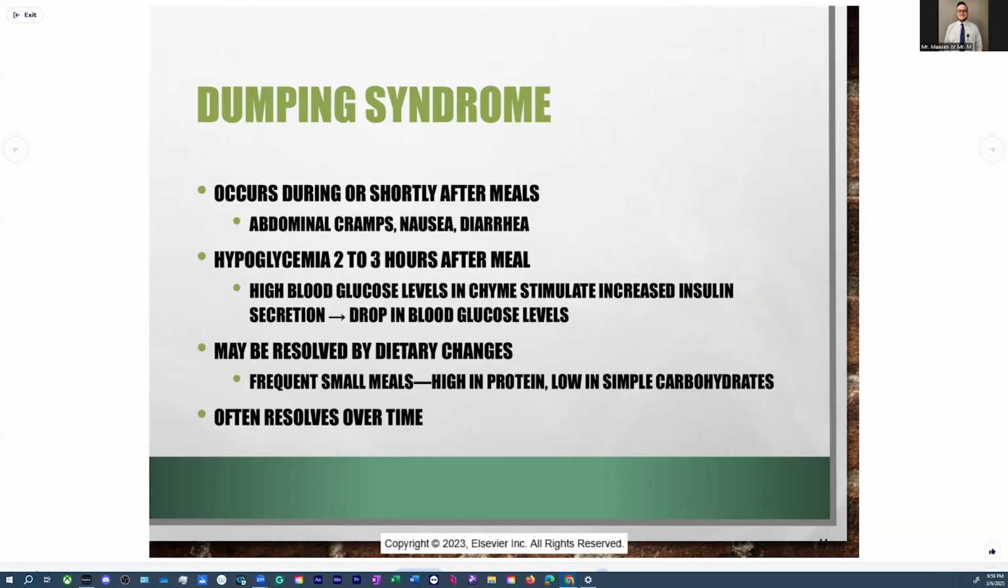So again, dumping syndrome is an occurrence where there are abdominal cramps, nausea and diarrhea, and glucose levels tend to fluctuate. Sometimes it can resolve over time, but the big correction they need to make is smaller, frequent meals, high in protein and low in simple carbs.